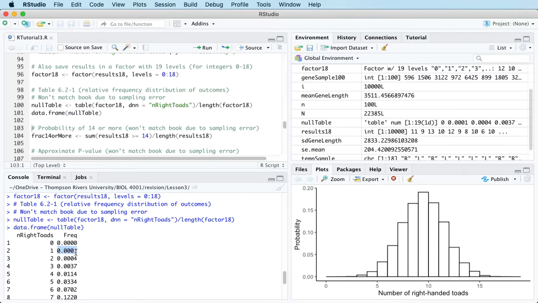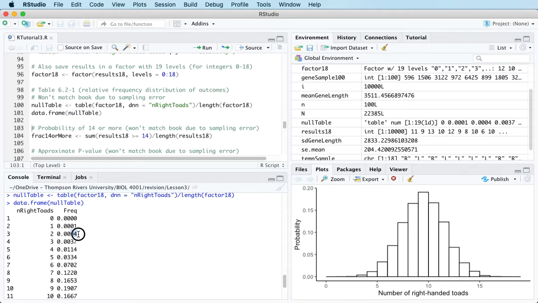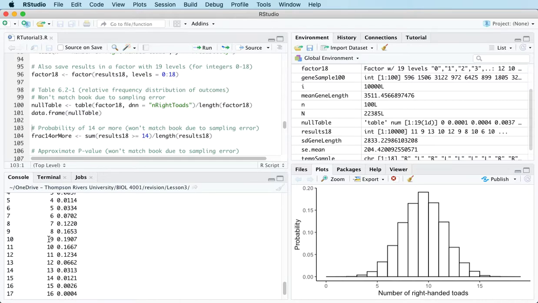There was 1 with 1 right-handed toad and 17 left-handed toads. There were 4 with 2 right-handed toads, and so on. And you can see the most common result was to get 9 right-handed toads and 9 left-handed toads. So 1,907 out of the 10,000 samples had equal numbers of right and left-handed toads, and then counting up again, we had 1 with 17 right-handed toads and 1 left-handed toad, and we didn't have any samples where all the toads in the sample were right-handed.